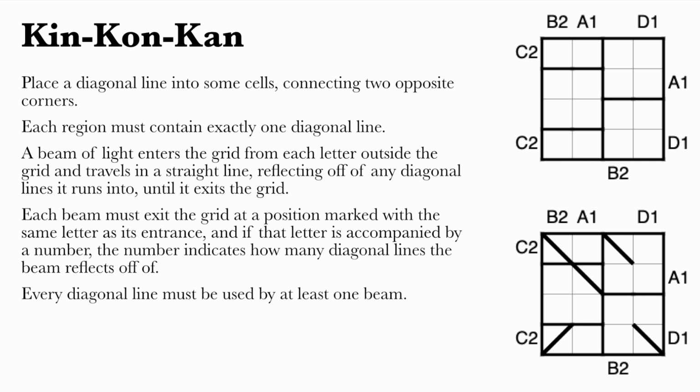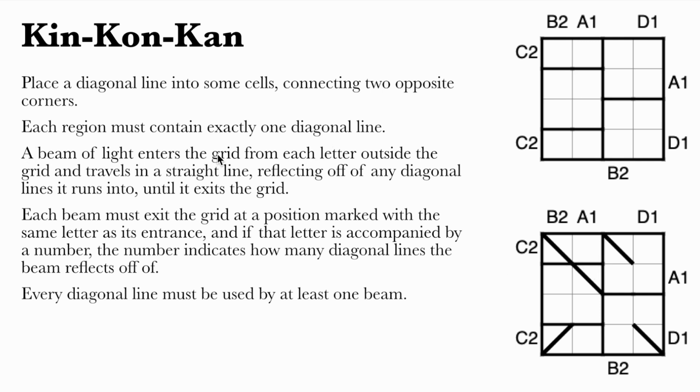Kin-Kon-Kan is a puzzle in which we place a diagonal line into some cells connecting two opposite corners. You can see that in the example solution here. We're just drawing a simple diagonal line in some but not all of the cells. Each region must contain exactly one diagonal line, so we're using one cell in each of the bold outlined regions.